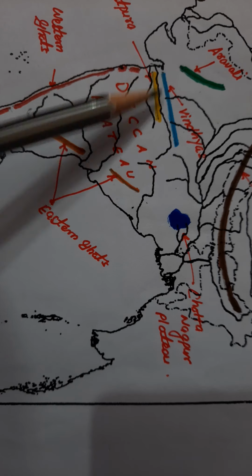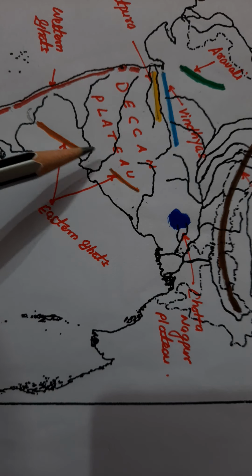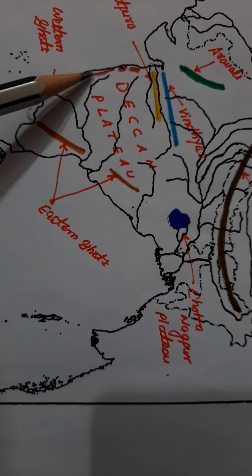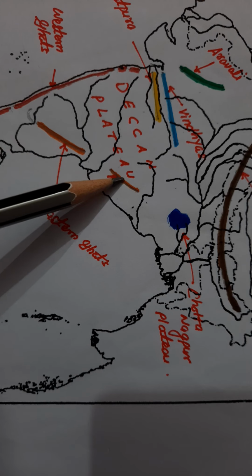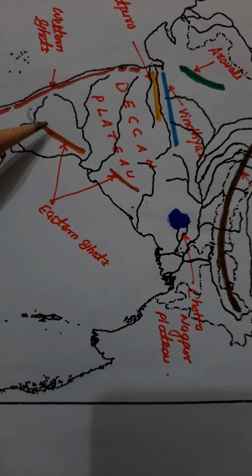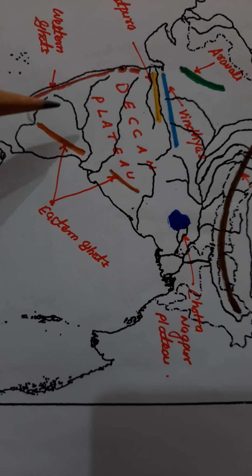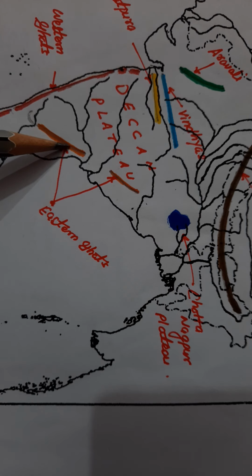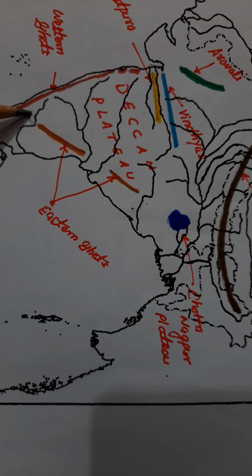This is the river Narmada. To the south lies the Deccan Plateau, and this is the Western Ghat and this is the Eastern Ghat. Where the Western Ghat and Eastern Ghat join together, this is the place you can see. This is called the Nilgiris, where the famous Ooty hill station is located.